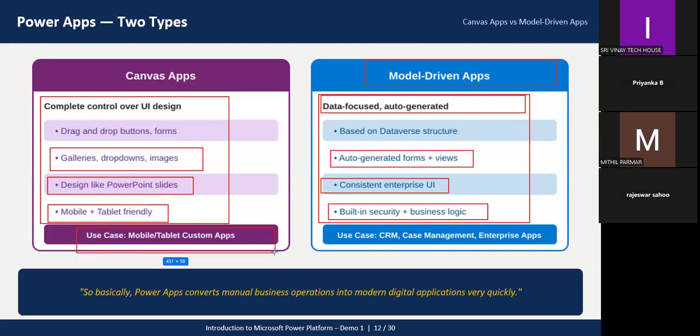This is the use case, guys. If you want to create mobile or tablet custom applications, you can choose the Canvas app. And coming to model driven app, if you want to implement customer relationship management applications, case management applications or enterprise applications, you need to choose a model driven app.